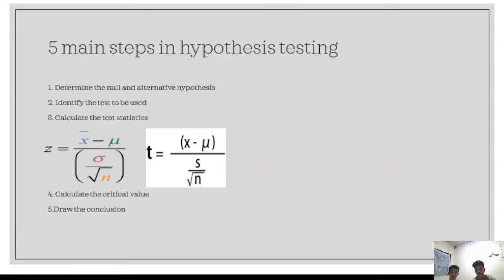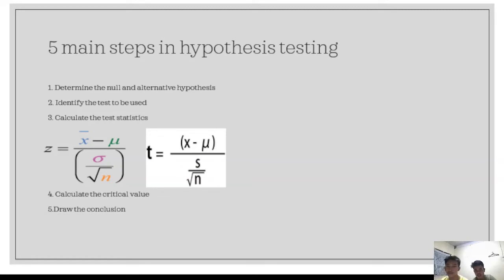5 steps of hypothesis testing. Number 1, determine the null and the alternative hypothesis. Number 2, identify the test to be used. Number 3, calculate the test statistic.